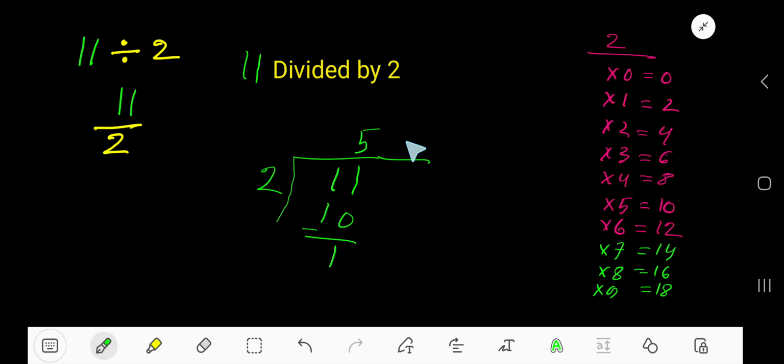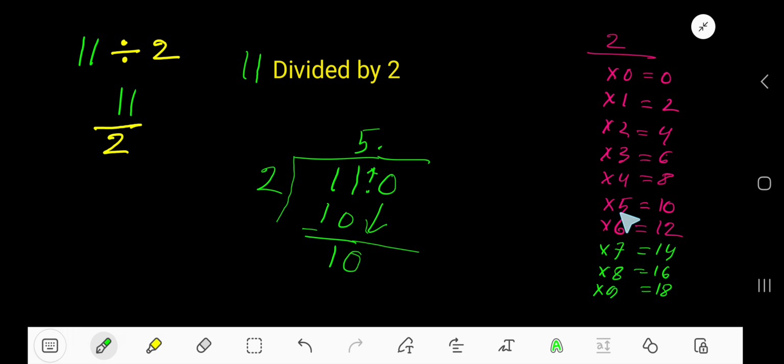But if you want to write the answer in decimal, then take a decimal point here, then add 0, any number of 0s. Bring down the first 0, so we are getting 10 here. Before this 0, there is a decimal. The decimal must come to the quotient directly.